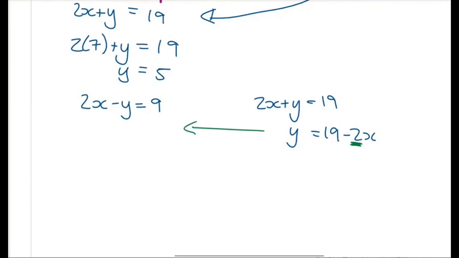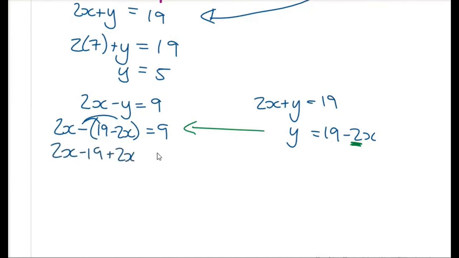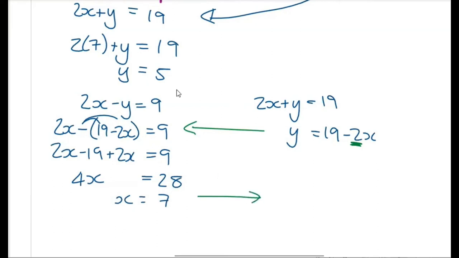Then I go back into the other side. So everywhere I see a y, I'm going to replace it with the 19 minus 2x. Remember, this negative belongs to both of them. So I get 2x minus 19 plus 2x. I'm going to add 19 to both sides. And again, I get x is equal to 7. I substitute back into the other side, and again, I get y is equal to 5.